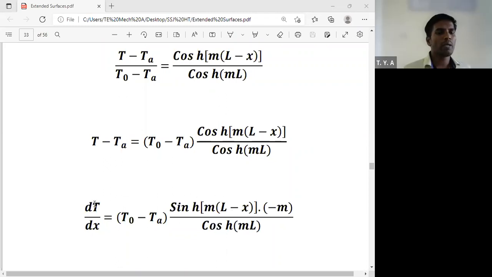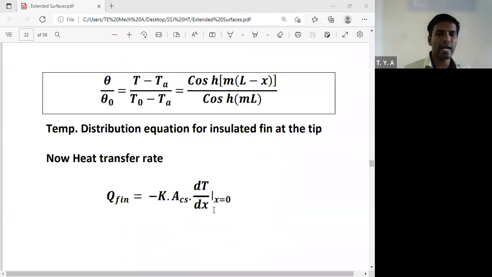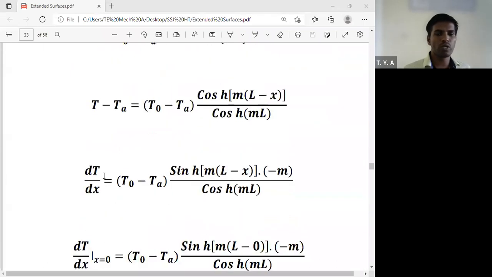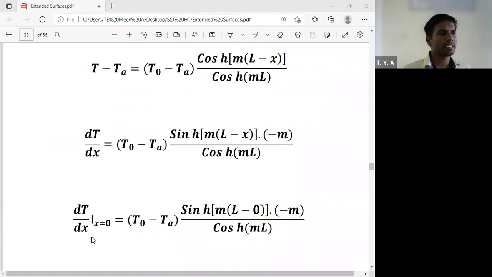Our aim is to calculate dt by dx at x is equal to 0. Therefore in this equation we have to put the value of x as 0. So write down dt by dx at x is equal to 0; instead of x we put 0. Therefore dt by dx at x is equal to 0 is T0 minus Ta sin hyperbolic m into L minus 0 into minus m divided by cos hyperbolic ml.